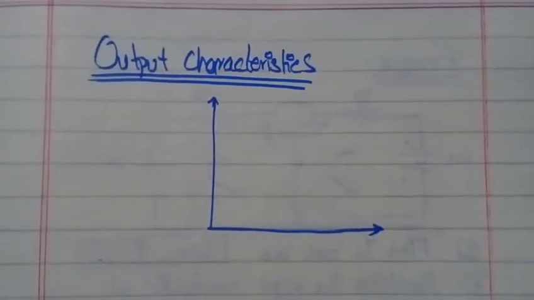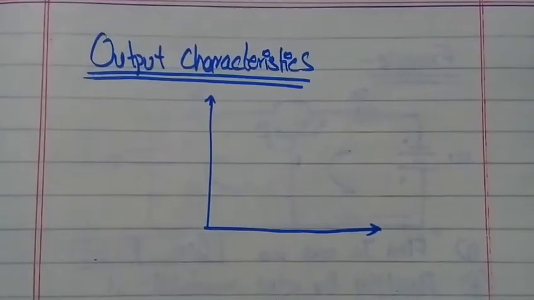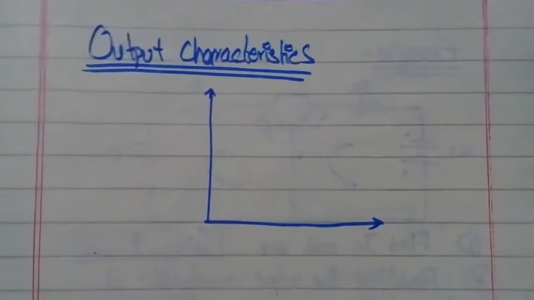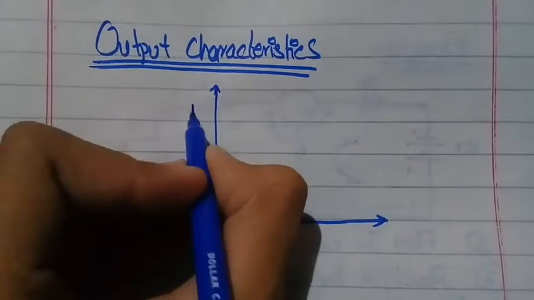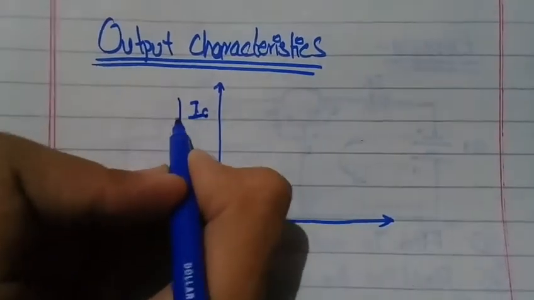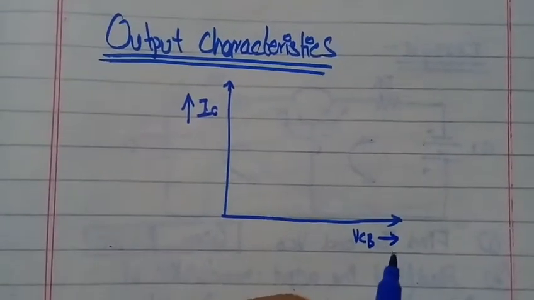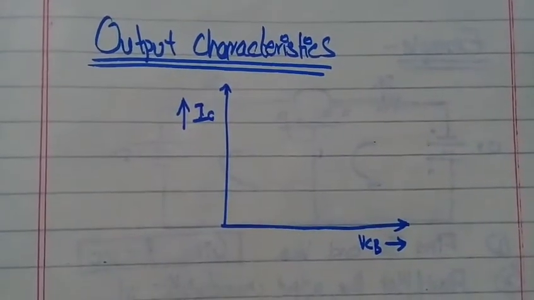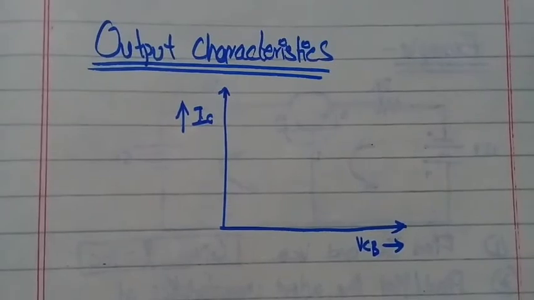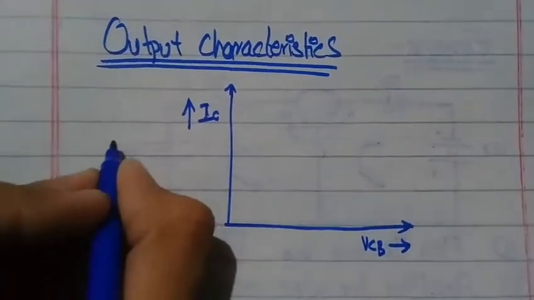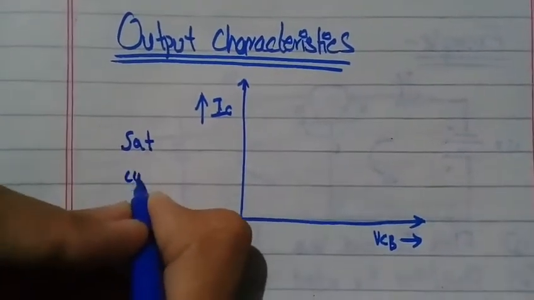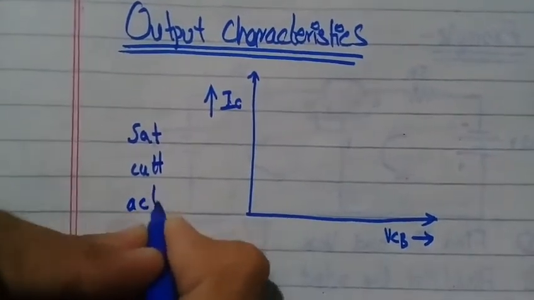So guys, now we will plot the output characteristics of that circuit. The output characteristics are drawn between IC and VCB, with the collector current IC on the y-axis and the collector base voltage VCB on the x-axis. As we already know, the transistor operates in three modes of operation: the saturation region, the cutoff region, and the active region.